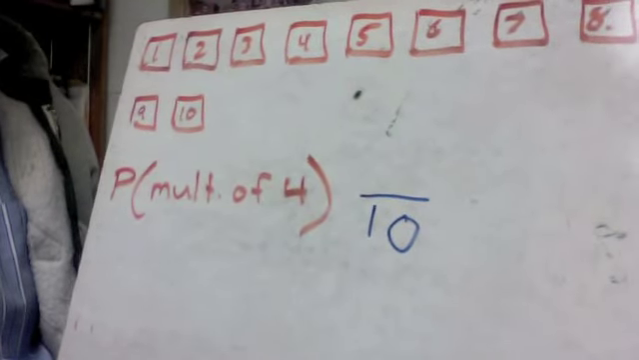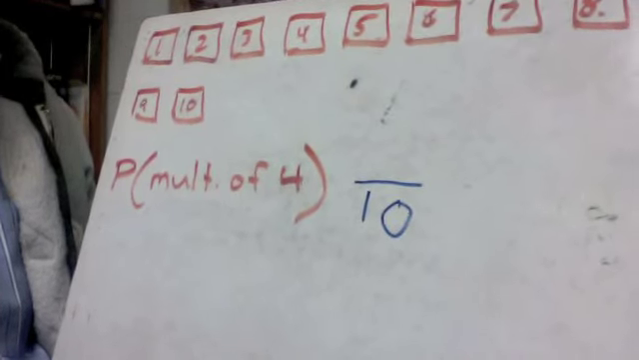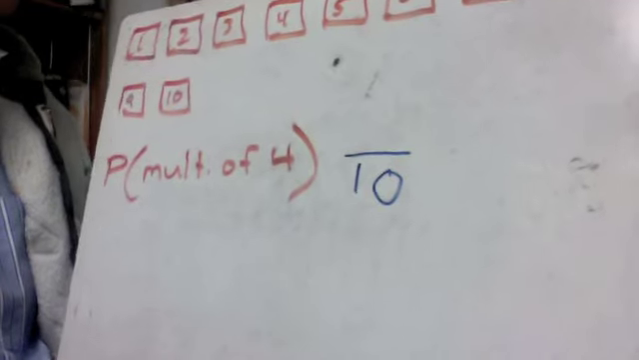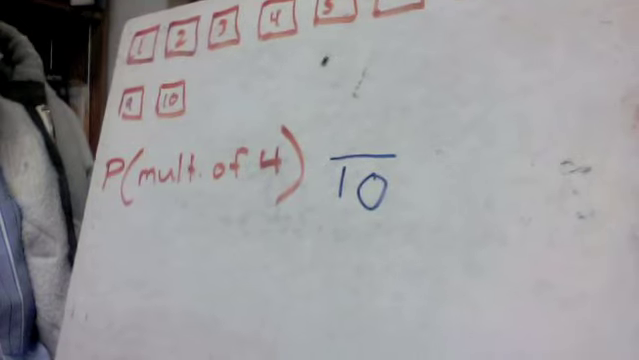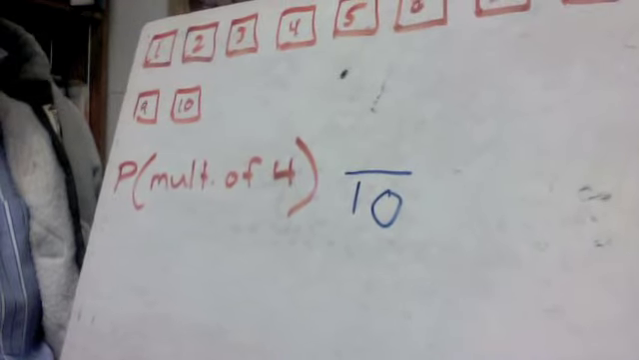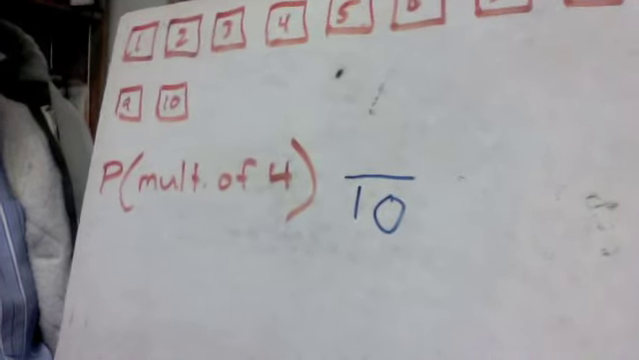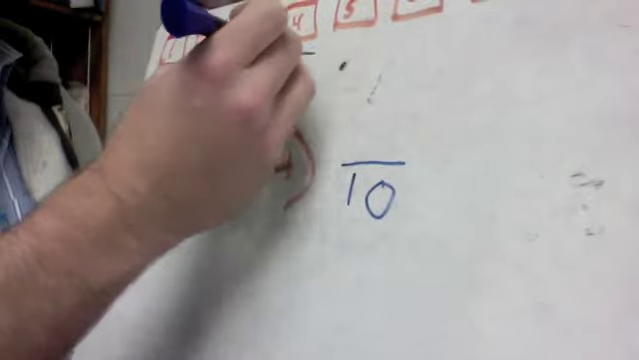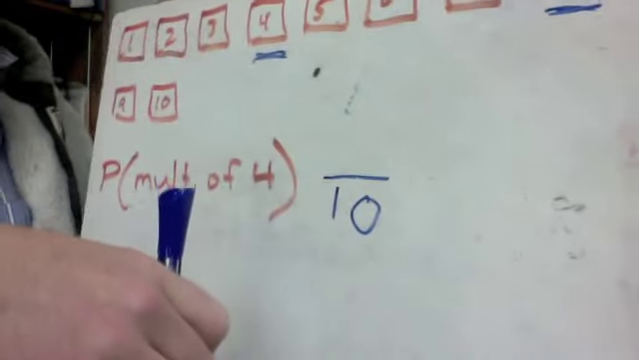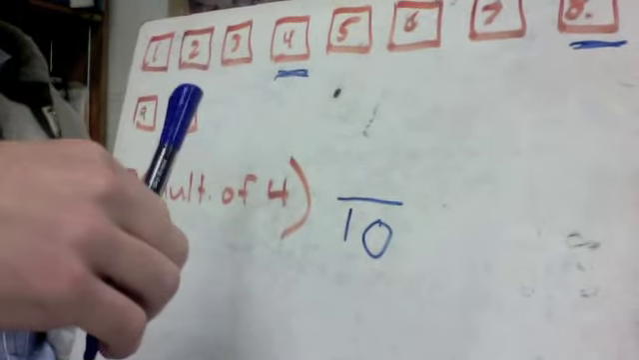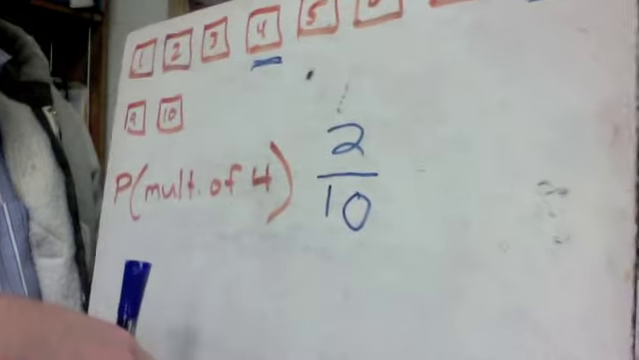So our bottom number is going to be the number of outcomes, which would be 10. Now we just need to figure out how many times we can actually get a multiple of 4. A multiple of 4 is like counting by 4, so we'd go 4, 8, 12, 16, 20, and not all those numbers are in these cards, so we just have to figure out the ones that are. 4 is a multiple of 4, and 8 is a multiple of 4 as well. So we have 2 out of our 10 that's going to get us multiples of 4.